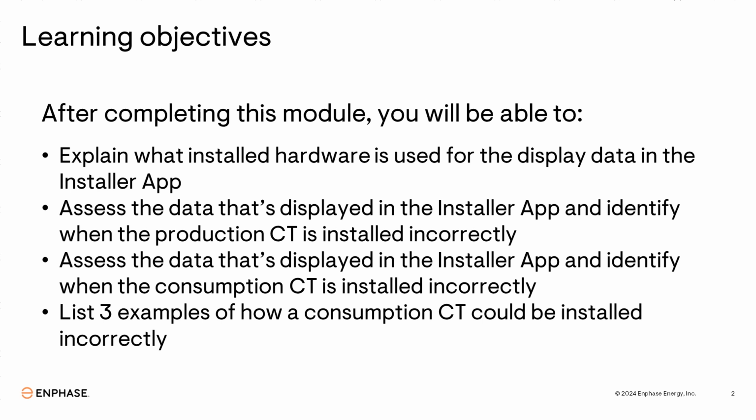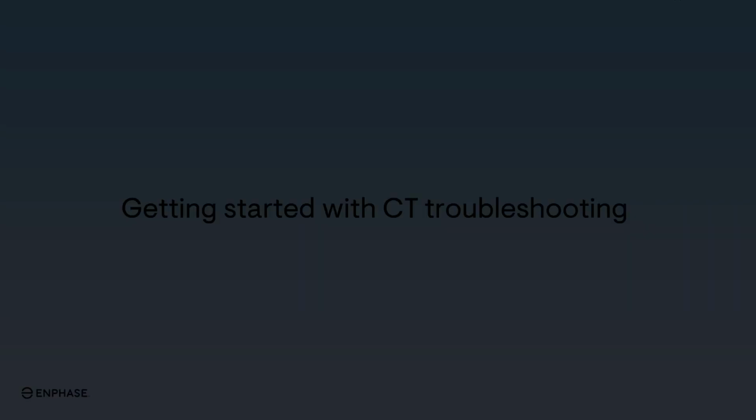After watching this video, you'll be able to explain what hardware is used for the data being displayed on the Installer app. You'll be able to access the data in the app and identify when the production CT, consumption CT, or storage CT is installed incorrectly. And lastly, you'll be able to list 3 examples of how a consumption CT could be installed incorrectly.